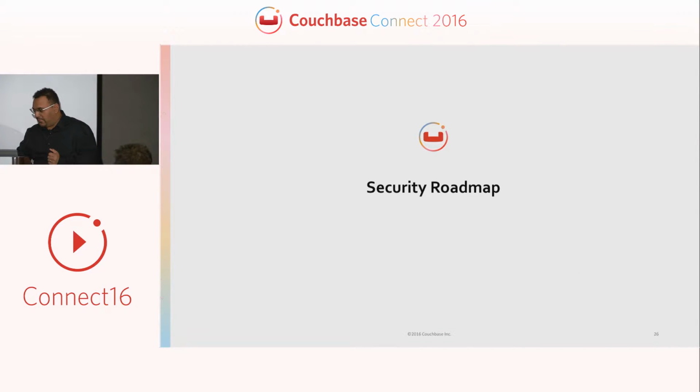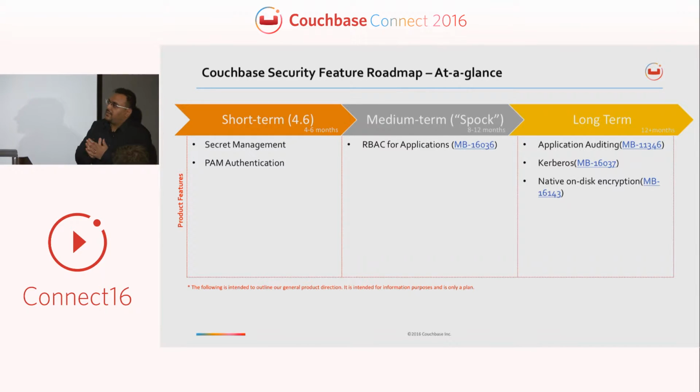Okay, so we now have reached the most interesting part, which is the security roadmap. The slide here I'd like to cover quickly is basically our roadmap at a glance. So, some of the things that we are working on in the short term, I'll start with that. We talked about 4.6 currently being in beta. Our focus is on delivering secret management and PAM authentication in that release. So you can see some flavor of it in the beta.